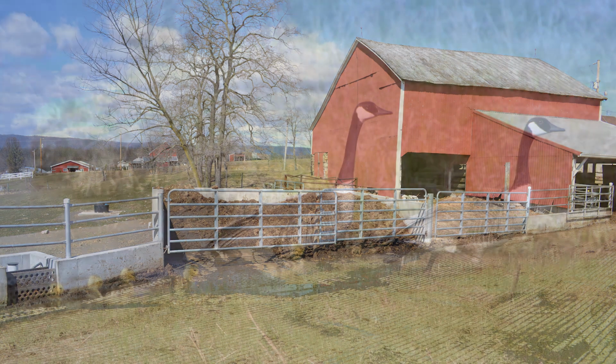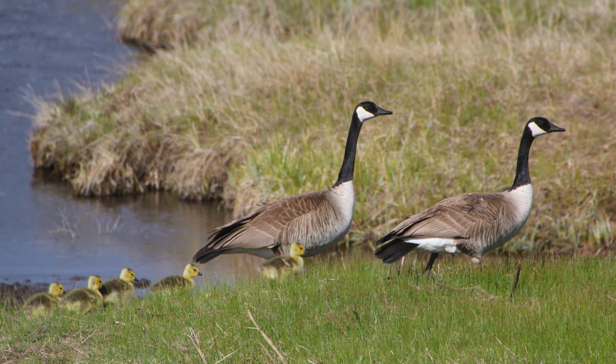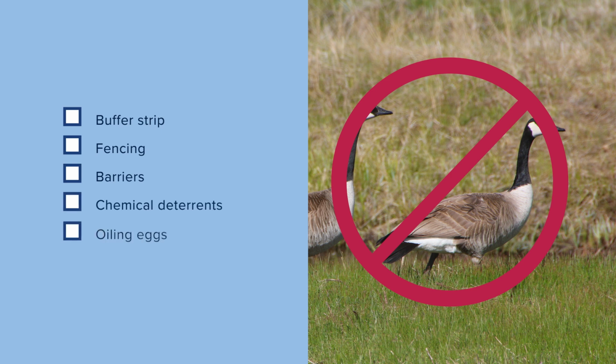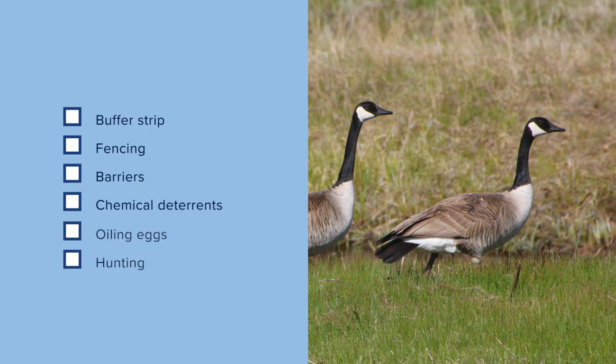In some cases, wildlife, such as Canada geese, add significant nutrients, particularly phosphorus, to a pond. Often, establishing a buffer strip is enough to discourage a large flock from residing at a pond. However, fencing, barriers, chemical deterrents, oiling eggs, and hunting may be other options for controlling nuisance goose populations.